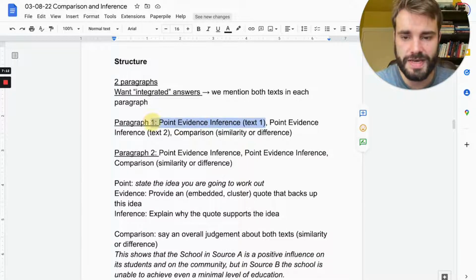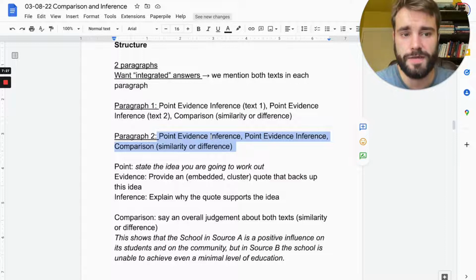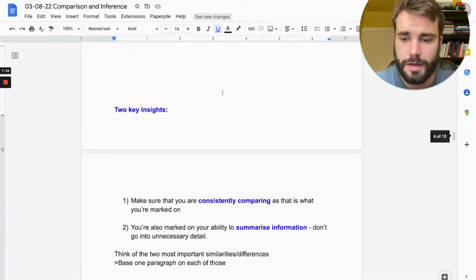So you do that PEI for text 1. Then you do PEI again for text 2. Then you do a comparison where you explain how they are similar or different. Then you repeat the whole thing again in paragraph 2. And that's all you have to do in this question. Follow that simple structure. You do not need an introduction or conclusion. They don't give you many marks. They are a waste of time.